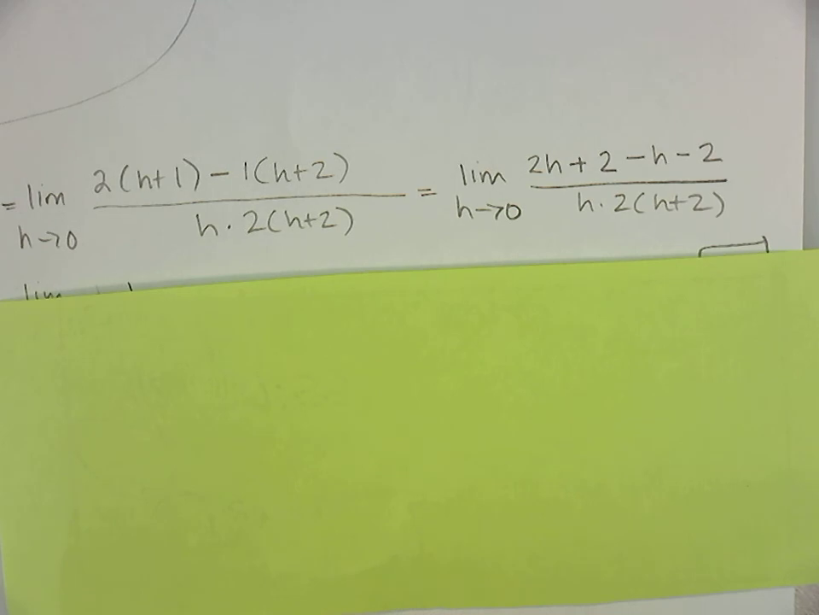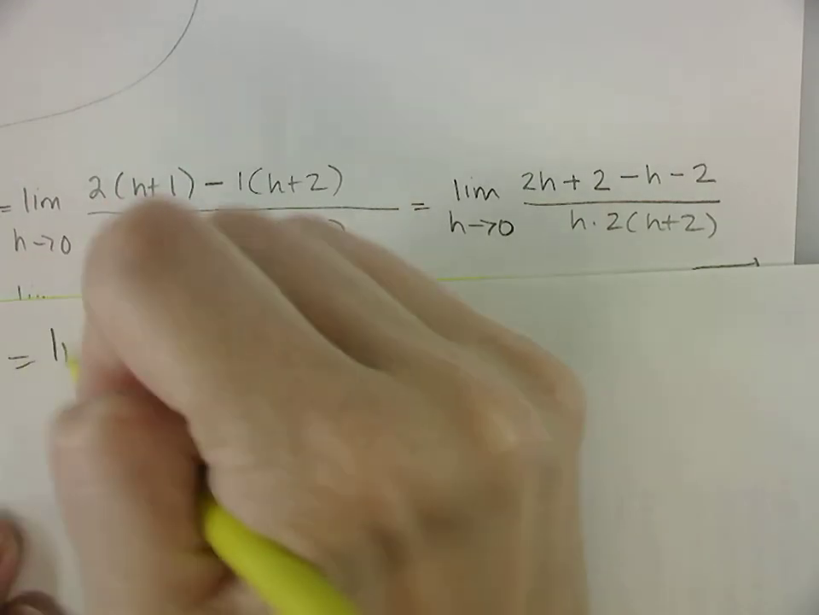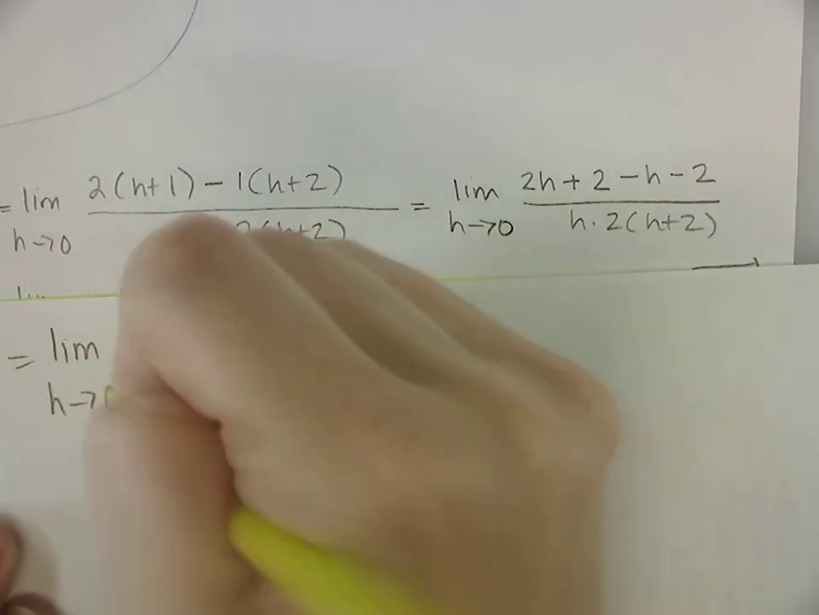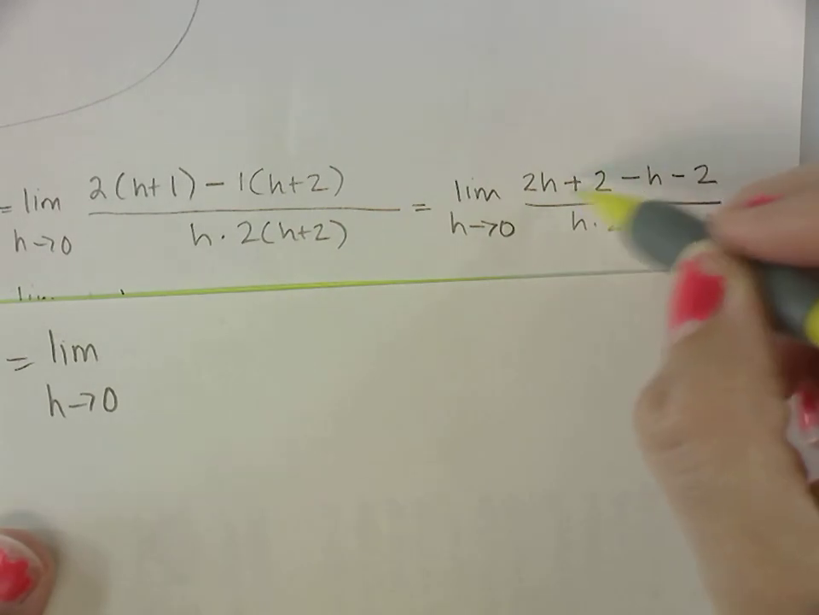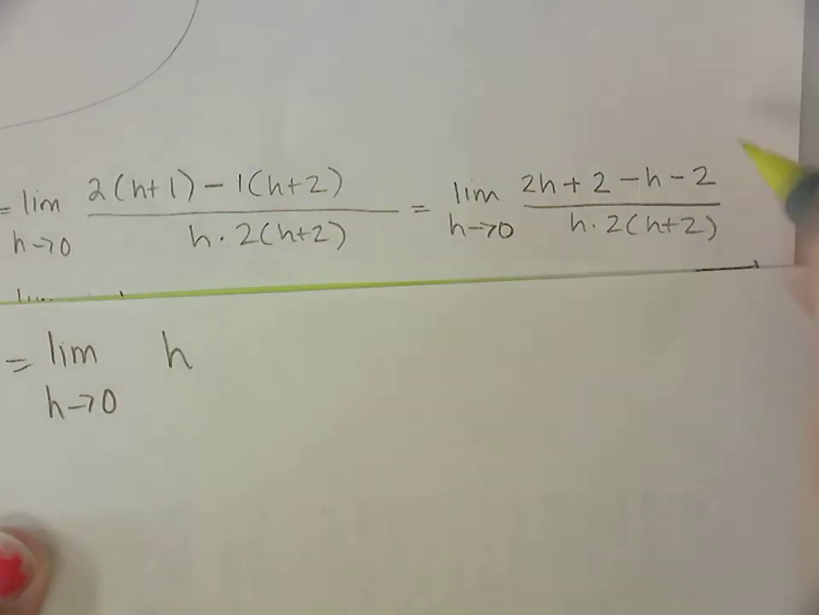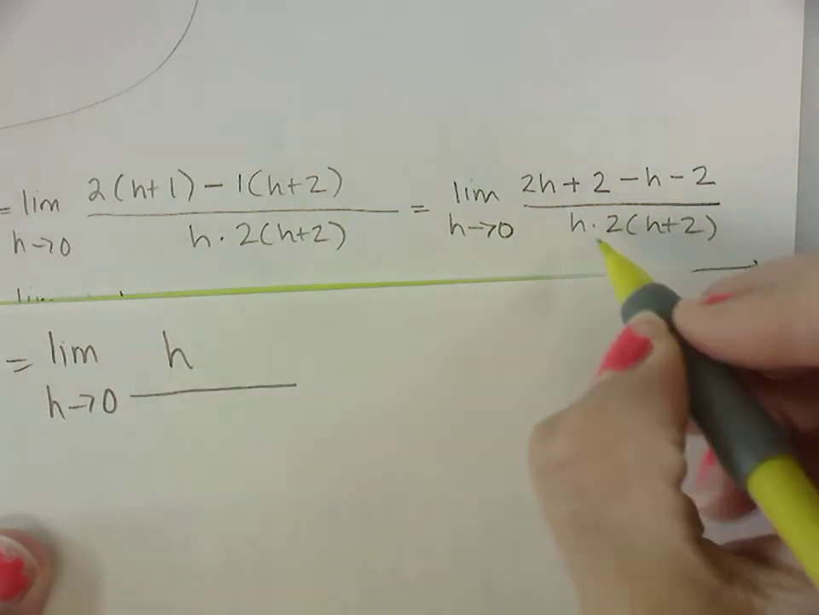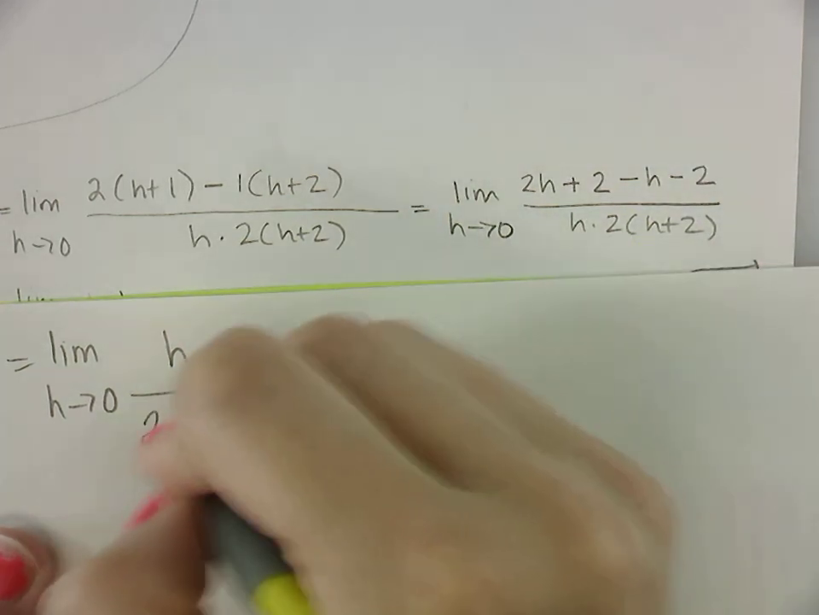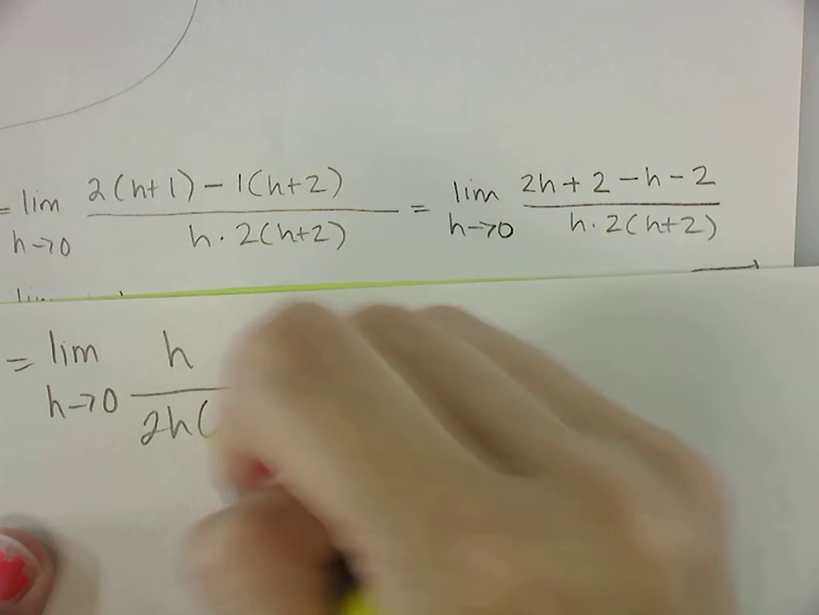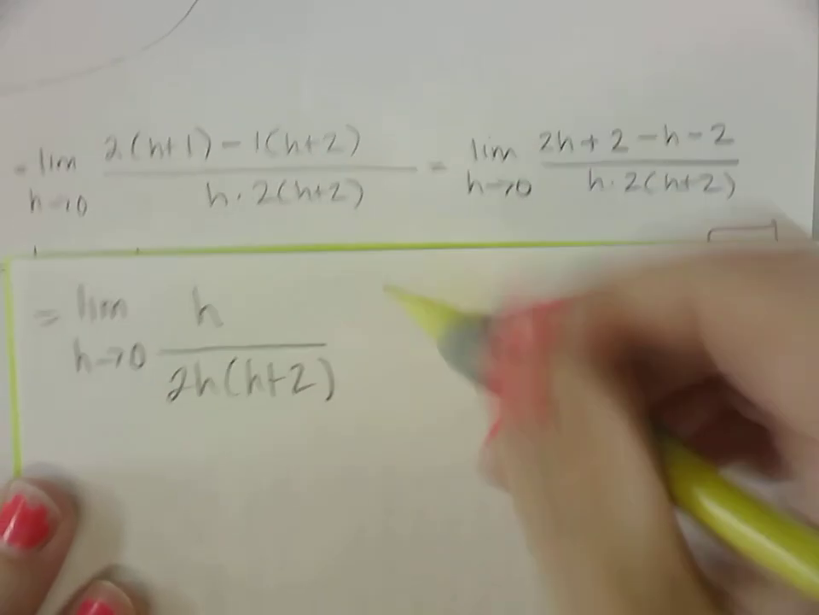I bet you did. All right, so now what we're going to do is we're going to clean that up. So the limit as h goes to 0. So 2h minus h is what? H. Yes, 2 minus 2 is 0. Okay, on the bottom, we're going to keep it as 2h over h plus 2. Notice the h's are going to cancel out.